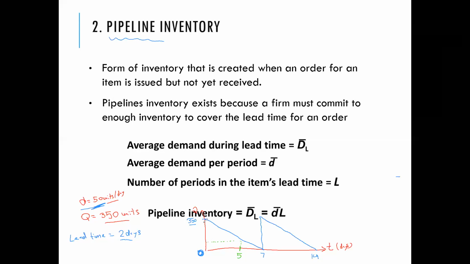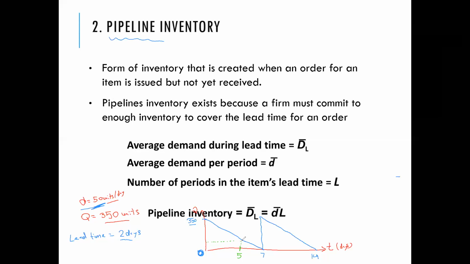Now, we start with 350 units. We keep on taking items from those 350 units at a rate of 50 units per day, which means on day 7, we will reach 0. Now, when we reach 0, ideally, we should receive another order of 350 on that day. Now, if the lead time is 2 days, the first order should be placed on day 5, because on day 5, when we place the order, that order will reach us on day 7, right?